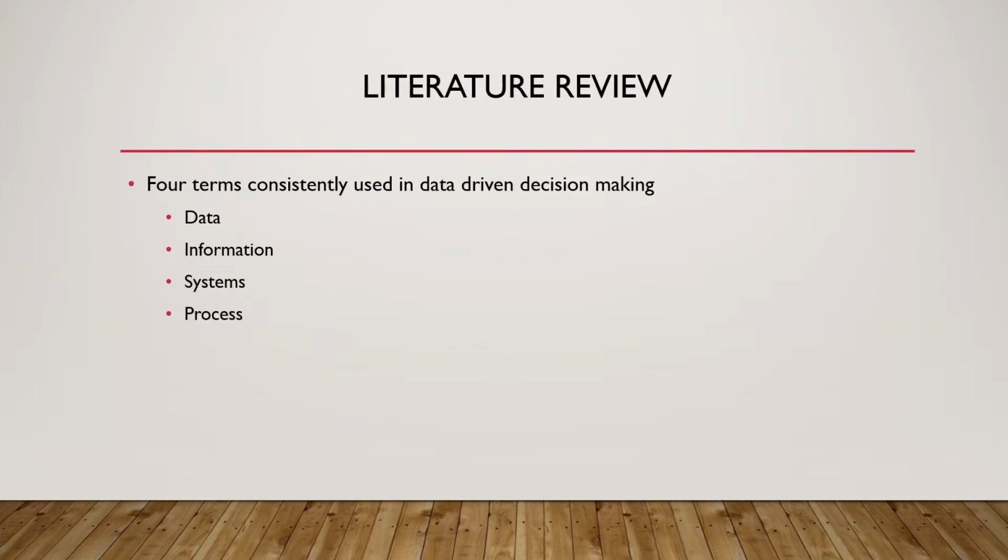Four terms that are consistently addressed in literature and research within the realm of data-driven decision making are data, information, systems, and process. These terms can be misleading or confusing depending on their implication. To distinguish their definition as it relates to the purpose of this literature review, these terms have been defined as follows.